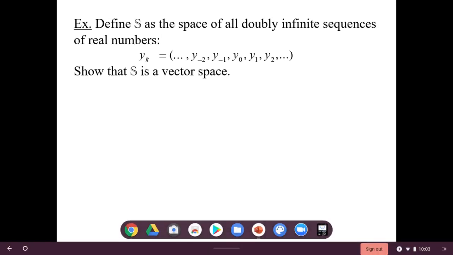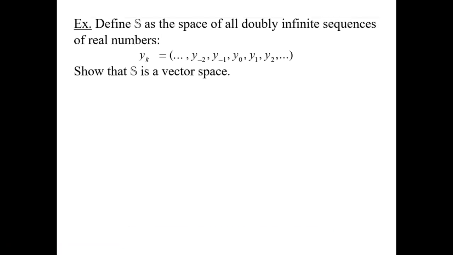Okay, so let's play with some vector spaces, or in some cases, let's see if they are. So let S be the space of all doubly infinite sequences of real numbers. So a sequence of real numbers starts at some place and goes on forever. Doubly infinite means it goes forever in both directions. There's no beginning and there's no end. We want to show that this is a vector space. So let's verify those 4 properties.